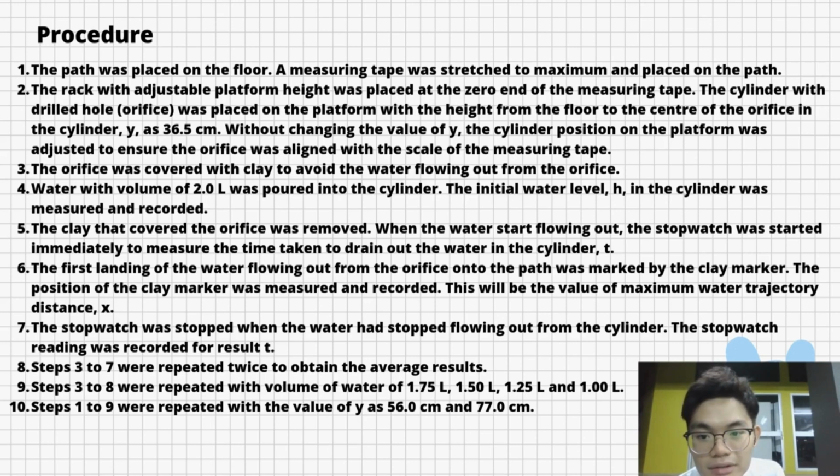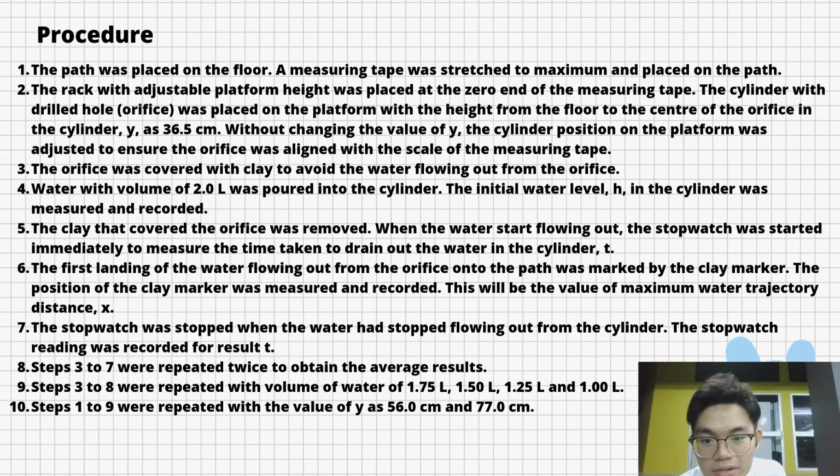The orifice was covered with clay to avoid the water flowing out from the orifice. Water with a volume of 2 liters was poured into the cylinder. The initial water level H in the cylinder was measured and recorded. The clay that covered the orifice was removed. When the water started flowing out, the stopwatch was started immediately to measure the time taken to drain out the water in the cylinder, T.